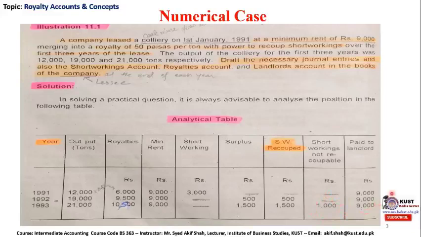Once again, in the third year, the company has paid 9,000 rupees as minimum rent to the landlord. So this is the way you can design an analytical table which assists you to journalize the entries in the journal.